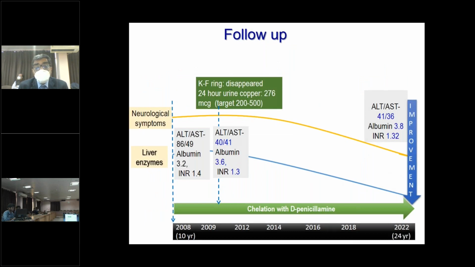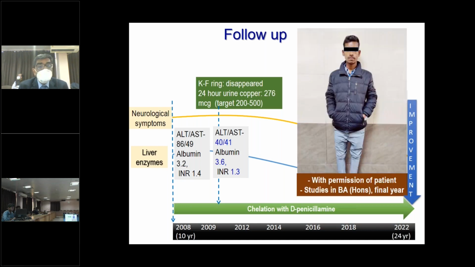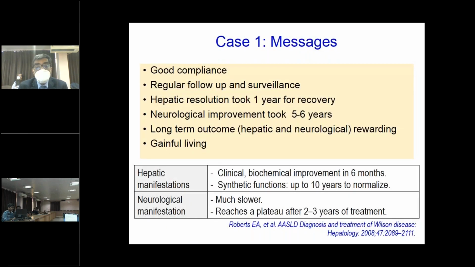D-penicillamine. As can be seen, over the next year, the liver enzymes had normalized and the KF ring had disappeared. Gradually, neurological symptoms had also improved over the next 4 to 5 years. Now, the child is on follow-up for the last 14 years and presently studying in BA final year and doing well. So, as apparent from our case, good compliance, regular follow-up and surveillance can result in a good outcome. Hepatic resolution took around 1 year and neurological improvement took 5 to 6 years in this child.